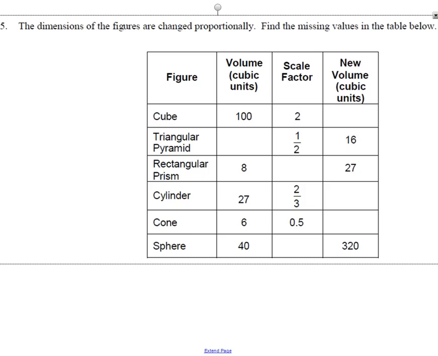So this is going to be the original. To go from original to new, we have to take the scale factor cubed. So 2 cubed is 8, which means to find the new volume, we'd take 100 times 8, which is 800. So we already did that.